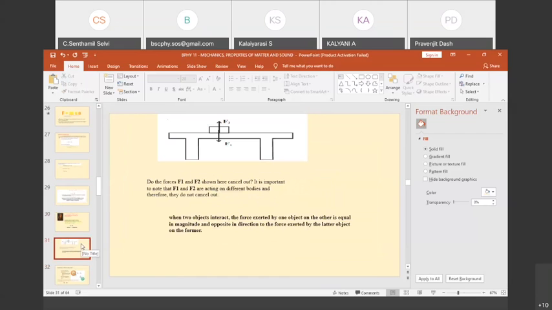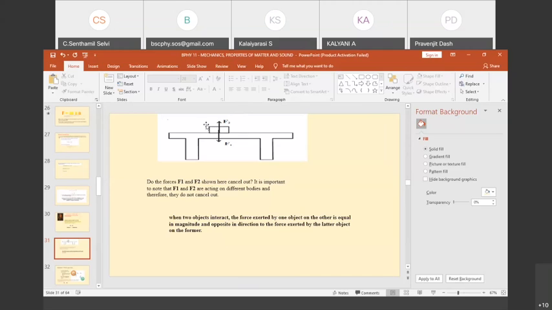Suppose I show one example. This is a desk. We kept a book here. When a book is placed on the table, it exerts some force on the table, and the table also exerts a force of equal magnitude on the book in the upward direction. See the arrow mark: here the force is in the downward direction, and here the force acts in the upward direction.